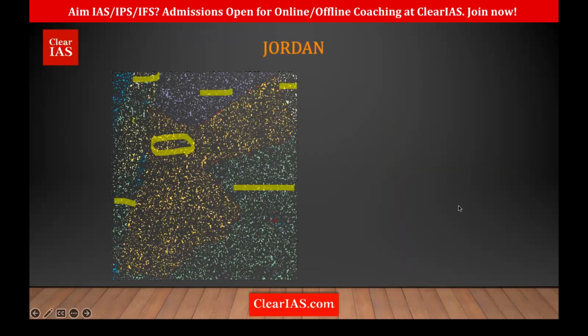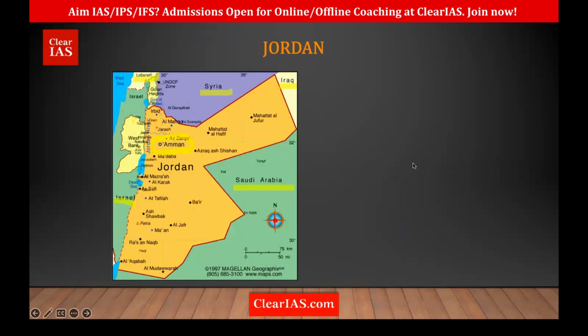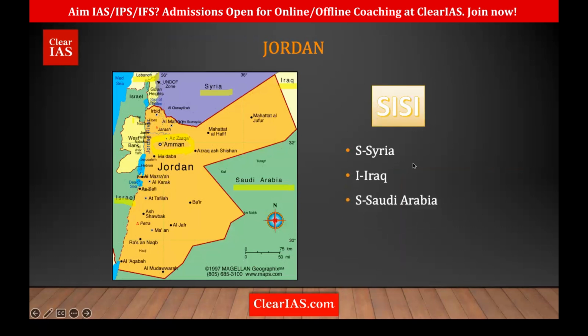Then we have Jordan. Jordan has a lot of sisters: Syria, Iraq, Saudi Arabia, and Israel. So remember, all the rest of the countries have only the 5 Syria, Israel region countries, but for Jordan, there are outsiders such as Iraq and Saudi Arabia. So remember Syria, Iraq, Saudi Arabia, and Israel.